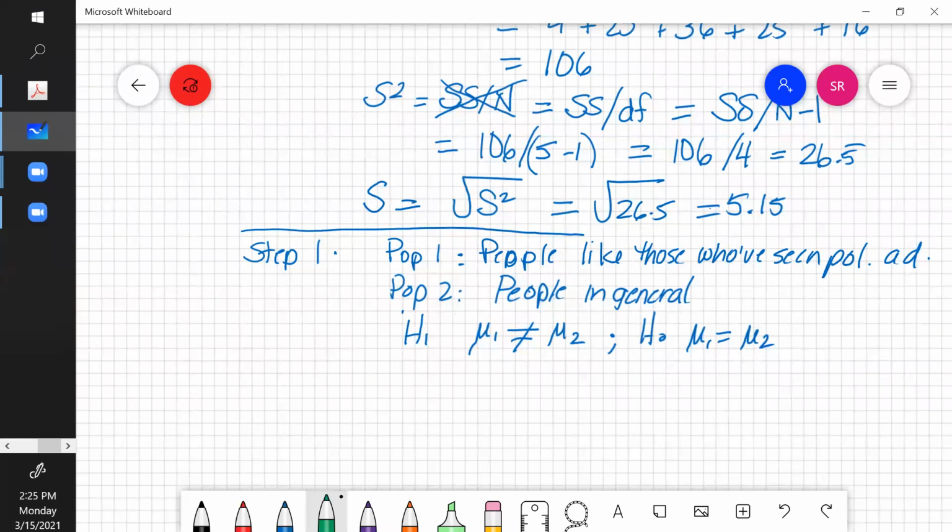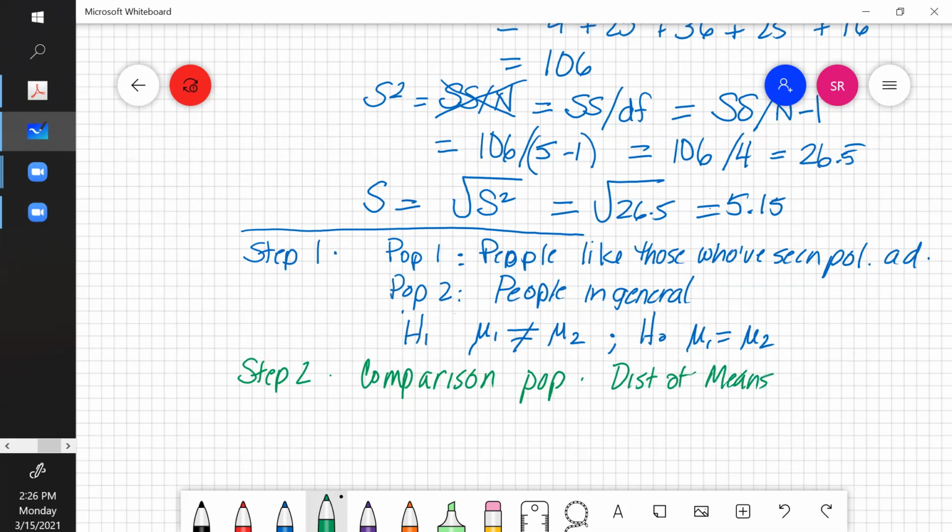So moving on to step 2, we define our comparison population. And we know that our comparison population is for the general population, the distribution of means with an estimated spread. So let's go on then and figure out what this means.